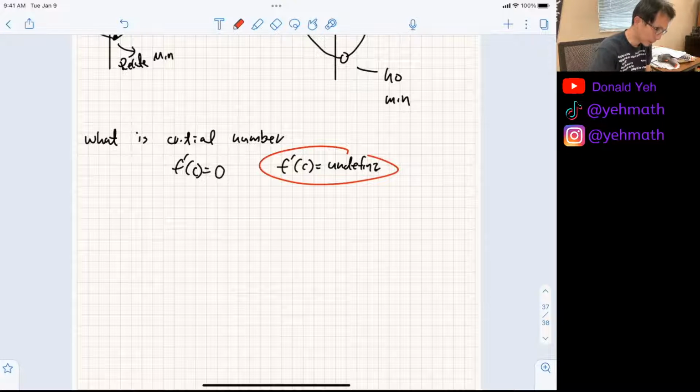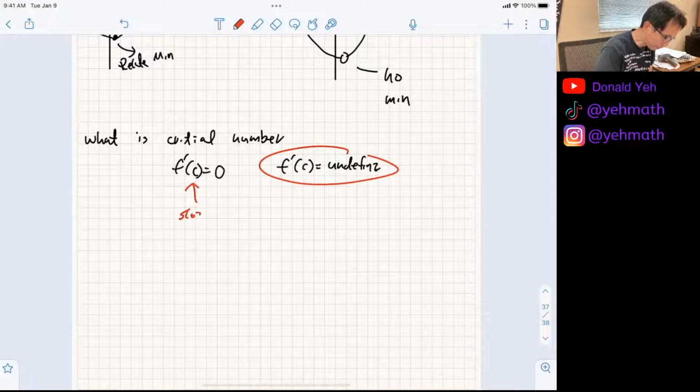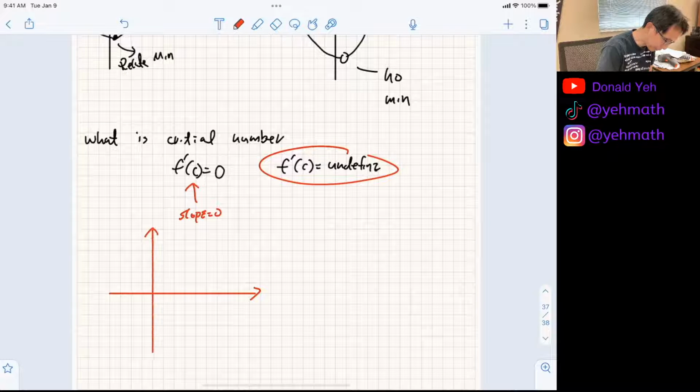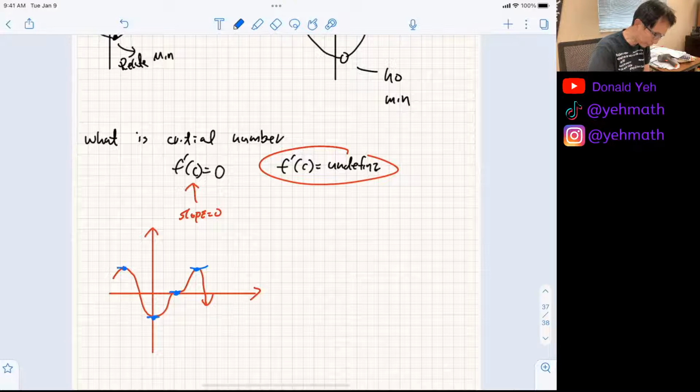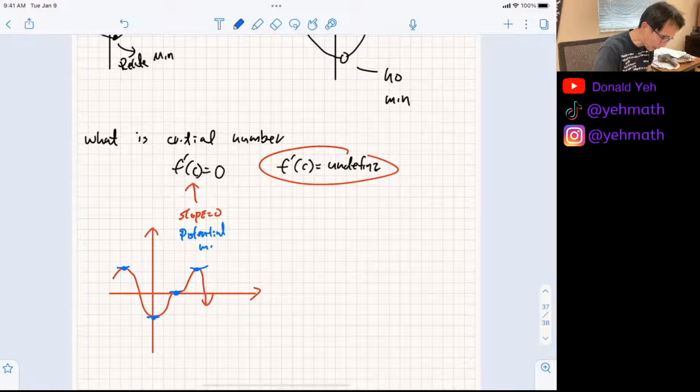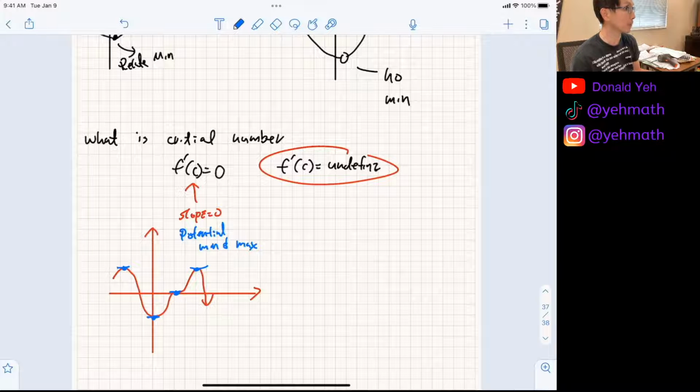I'm going to show you. This just means the slope is equal to 0, right? So in this situation, if I have something like this, all these points have a slope equal to 0, because the slope at that point is 0. So slope equal to 0 is a potential min and max. Why did I say potential instead of always min and max? Why did I say that?